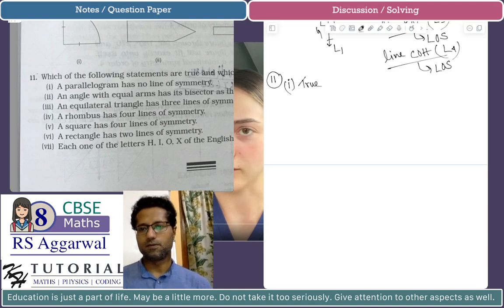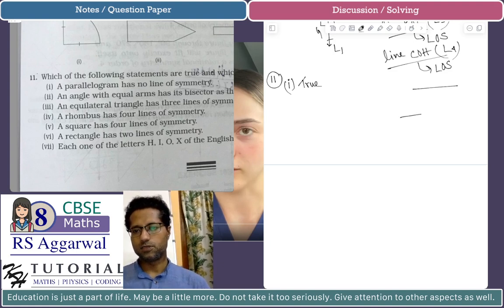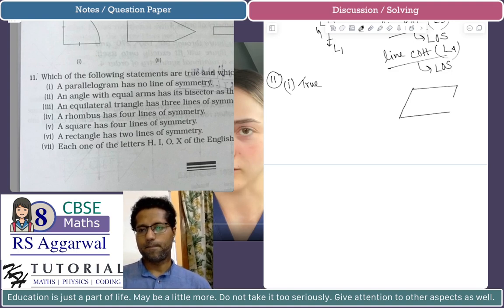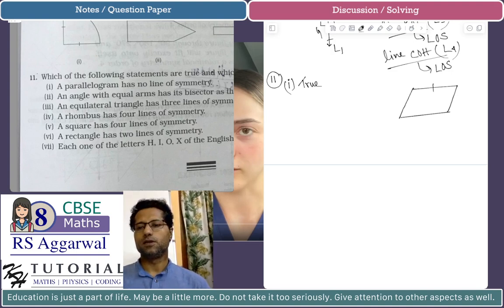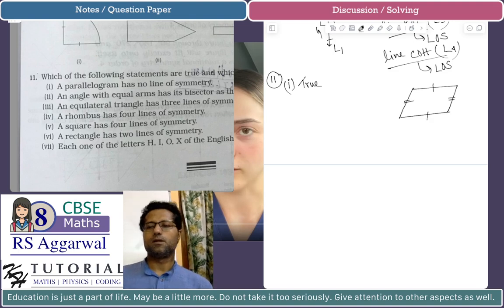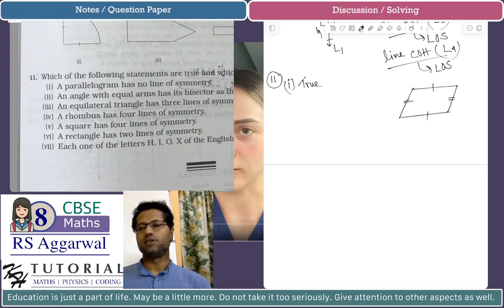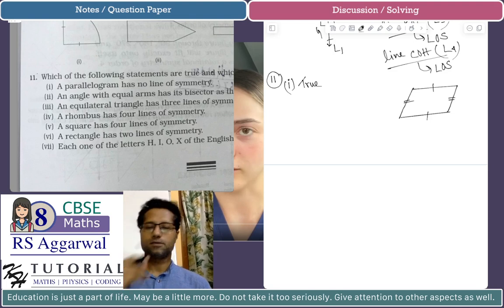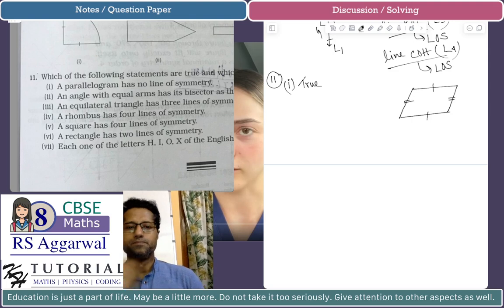So a parallelogram is something where the two opposite sides are parallel, and also the two opposite sides are equal. Now a parallelogram has no line of symmetry. Its diagonals cannot be a line of symmetry.